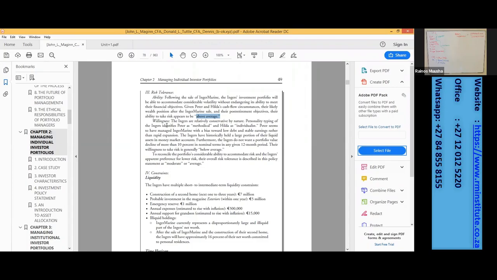But generally, the risk rating falls on the moderate or average risk rating in most cases that I've seen over time. So this is basically the cheat that you can also use when you're assessing the risk rating of different investors.